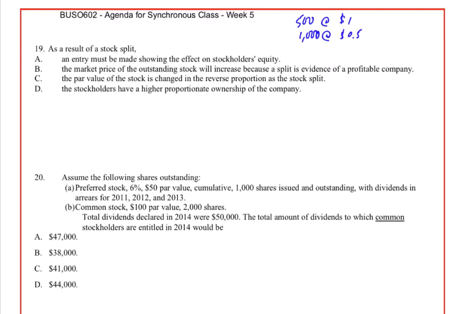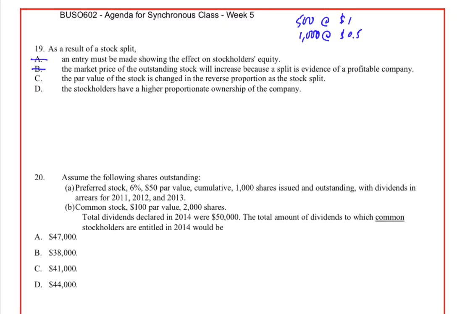So an entry must be made showing the effect on stockholders' equity. Well, not really, because there is no effect, so it's not that. The market price of the outstanding stock will increase because a split is evidence of a profitable company. Not necessarily. Often the reason why companies do it is to indicate good times ahead, so it's often associated with increases in the stock price, but it's certainly not guaranteed. There's got to be a better answer than that.